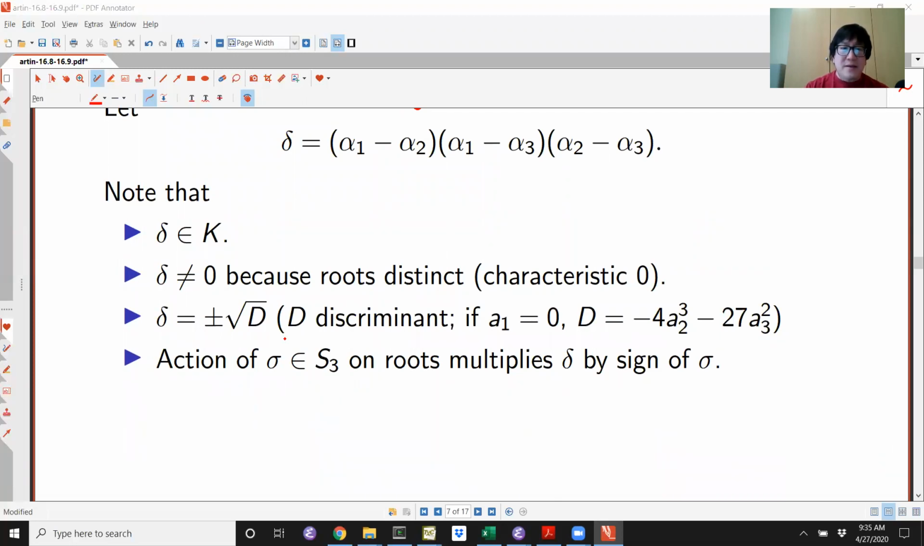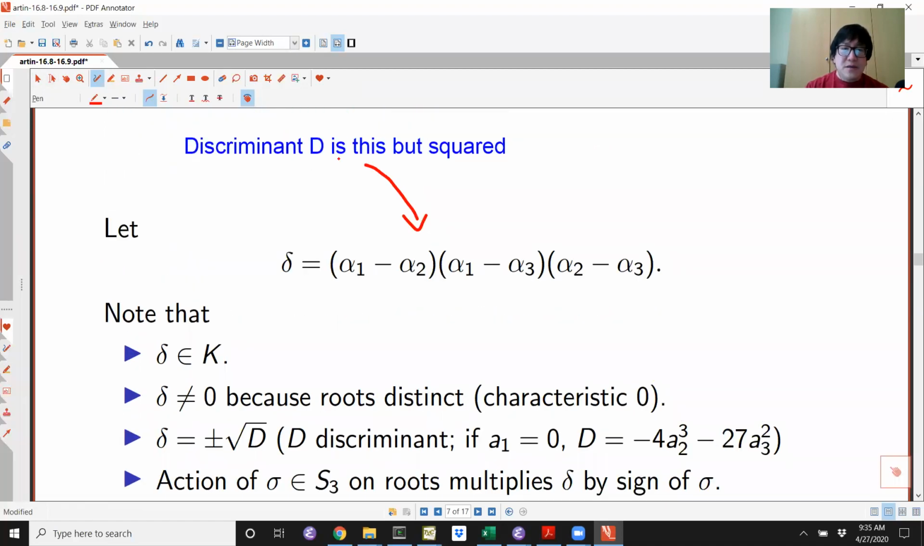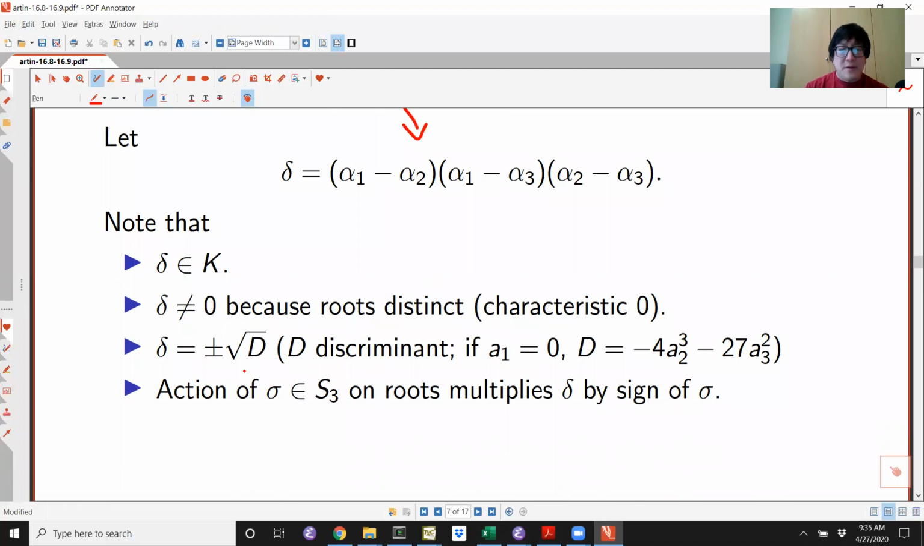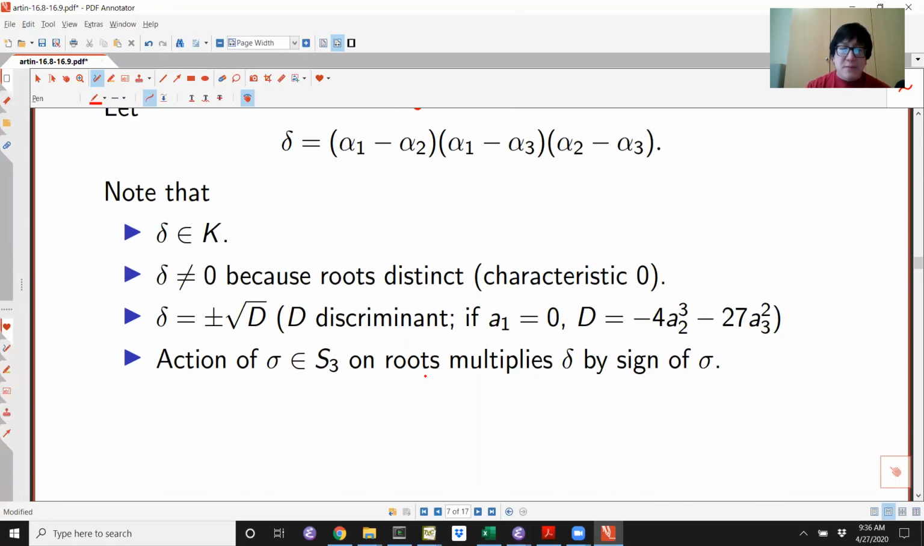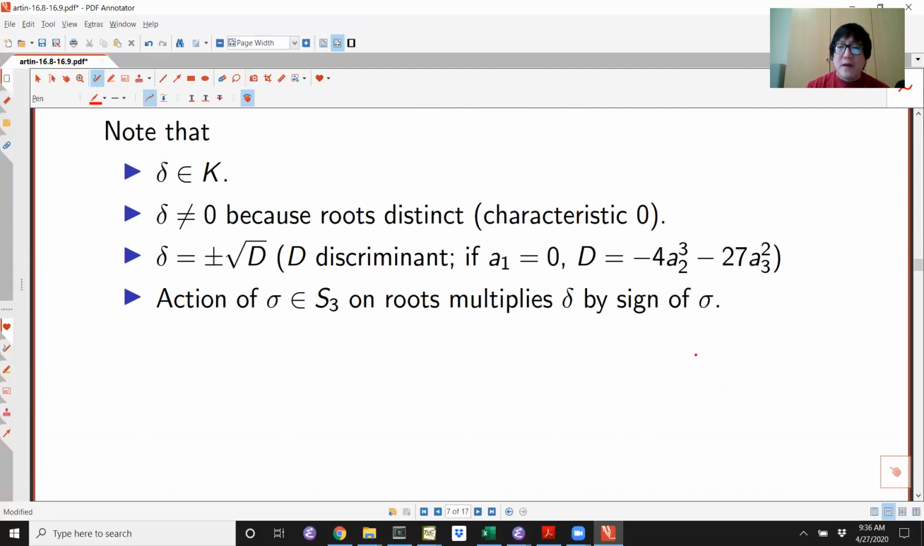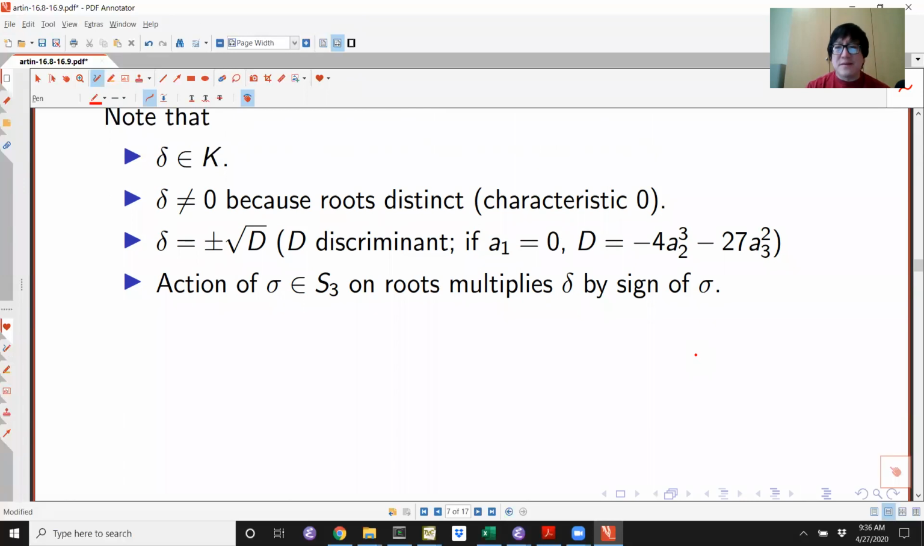As I was just saying, since the discriminant is delta squared, delta is plus or minus the square root of D, which may actually be an element of F, and that's the thing that's going to determine what happens with the Galois group of a cubic. And the action of any particular sigma in S3 multiplies delta by the sign of sigma. I guess I should prove this.